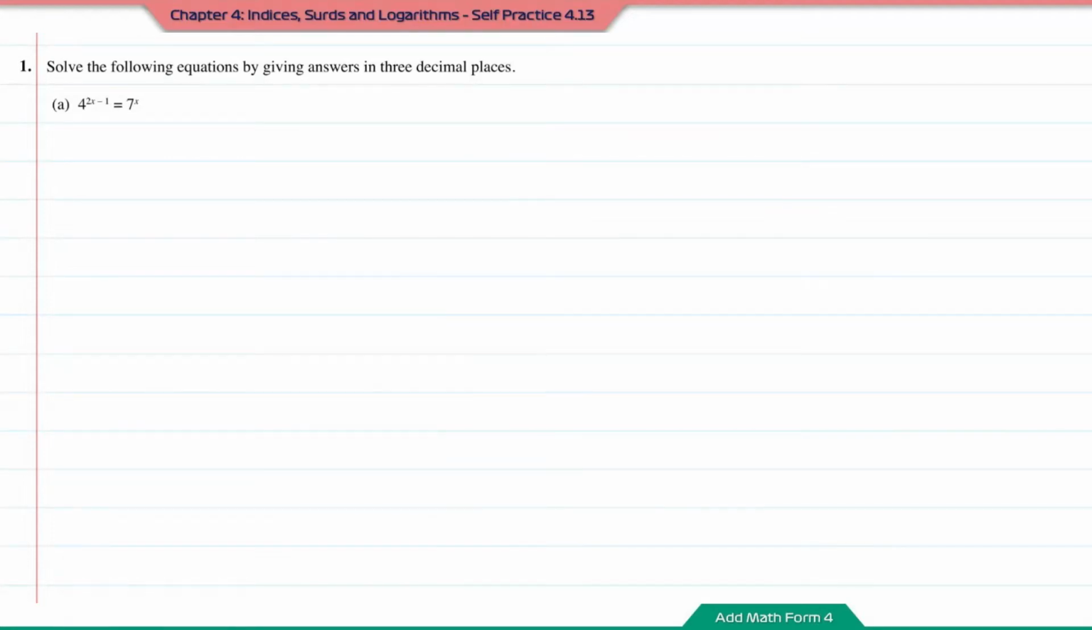Self-practice 4.13, question number 1. Solve the following equations by giving answers in 3 decimal places. A. 4 to the power of 2x minus 1 equals 7 to the power of x.